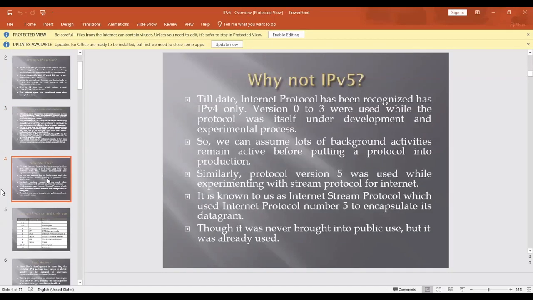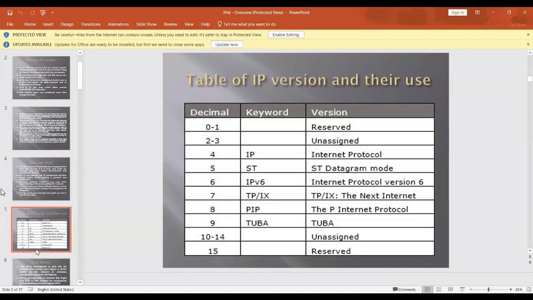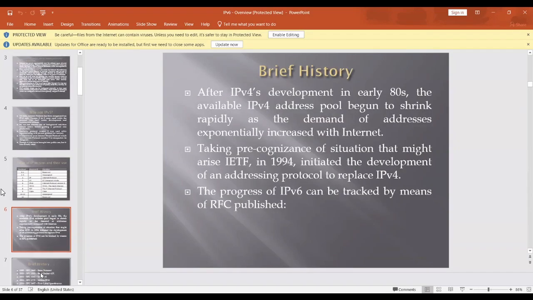But there was another intermediate IP version, that is IP version 5. It was at an experimental level and did not come out to the field, and it was overridden by IP version 6. The IP versions and their use are in this table. You can see the different IP versions, and that is for your information.